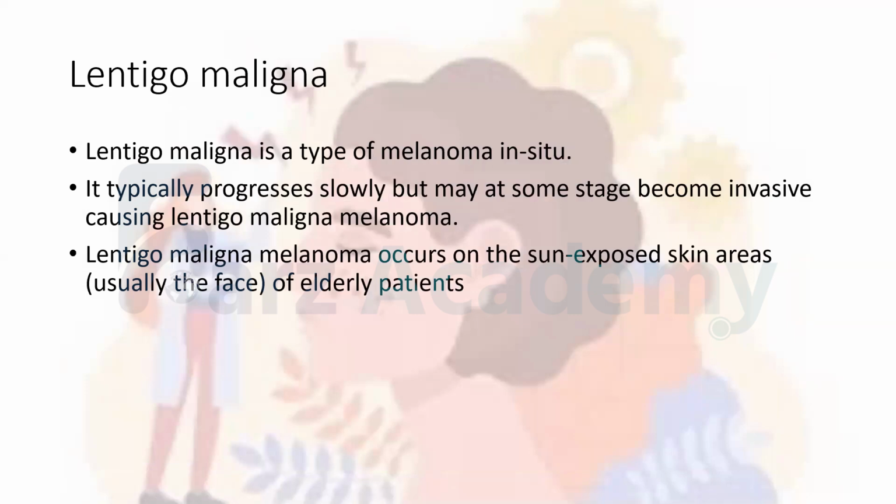Next is lentigo maligna. Lentigo maligna is a type of melanoma. It typically progresses slowly but may at some stage become invasive, causing lentigo maligna melanoma. Lentigo maligna melanoma occurs on sun-exposed areas, usually the face, and is most commonly seen in elderly patients. This is a variant of malignant melanoma.